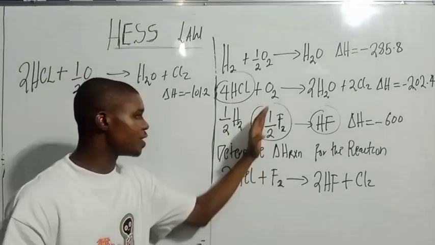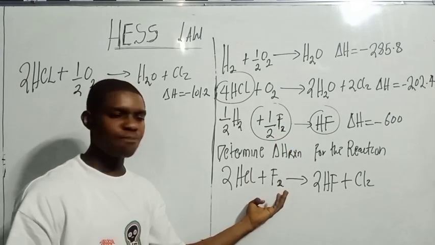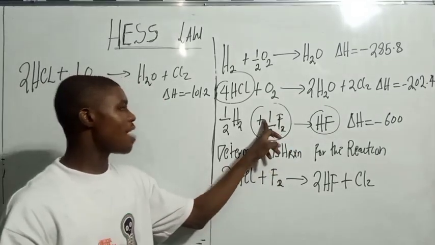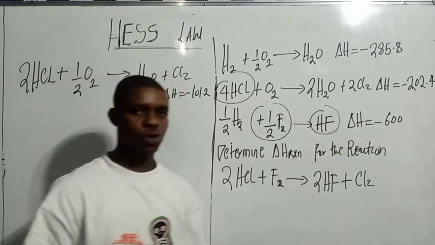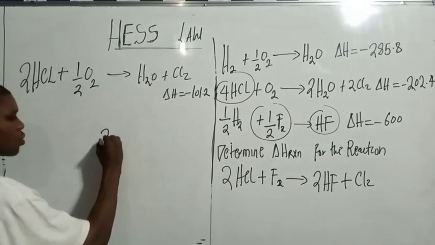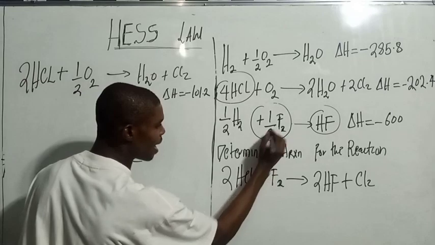Here we have hydrogen and fluorine, right? They're on the same side, but here we have half and here we have 2. So what am I going to do here? I will multiply here 2 by 2, because 2 times 1 by 2, the 2 cancels out the 2, right? To ensure that I have 1 at this point here.